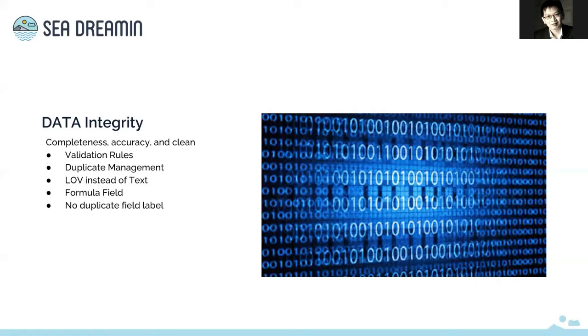Duplicate management makes sure no duplicate data is entered, but duplicate management is based on how you determine what is a duplicate. So duplicate management in my company will not always be the same as in your company. LOV, a list of values instead of text, is also very important. Imagine that you let your user enter, let's say, Singapore, SG, S4.